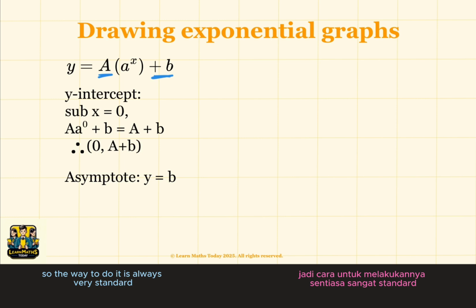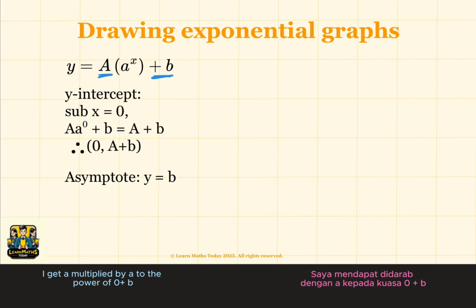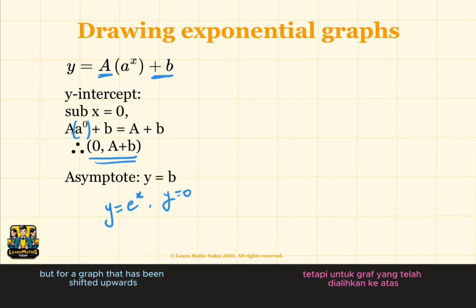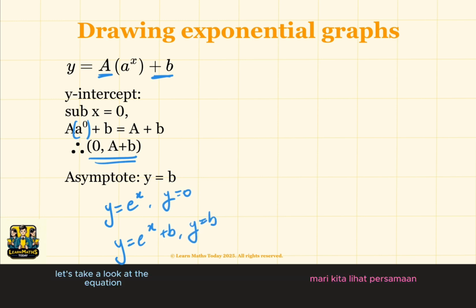So the way to do it is always very standard. We let x equal to 0. So I let x equal to 0, I get a multiplied by e to the power of 0 plus b, which is a plus b, because e to the power of 0 is 1. So a plus b. So the intersection of the y-axis is at (0, a plus b). Okay? How about the asymptote? For y equals e to the power of x, the asymptote was at y equals 0. But for a graph that has been shifted upwards by this vertical shift, my asymptote will now be y equals b.